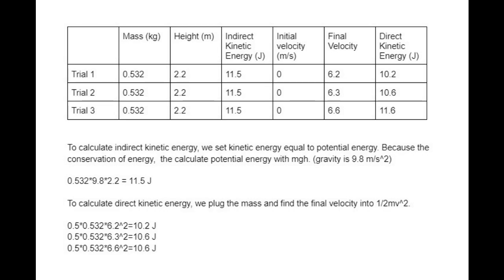Performing this operation on our trials with our gathered final velocity and a mass of 0.532 kilograms, then averaging the results, yields a directly calculated kinetic energy of 10.8 joules. We can find the indirect kinetic energy by multiplying the mass of 0.532 kilograms by the gravitational acceleration of 9.8 meters per second squared by the height of 2.2 meters. This yields us an indirectly calculated final kinetic energy of 11.5 joules.